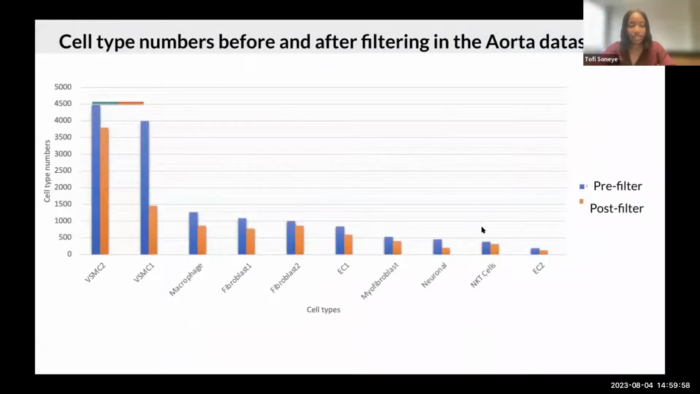And then here is just a histogram of the cell type numbers in the aorta data set before and after filtering. Here we can see that the VSMC1, which is the vascular smooth muscle cell 1, was the most affected by the filtering, which means it had the most cells with less than 200 genes.